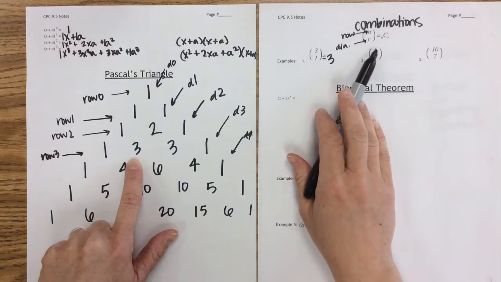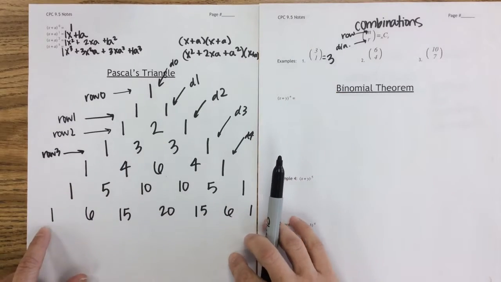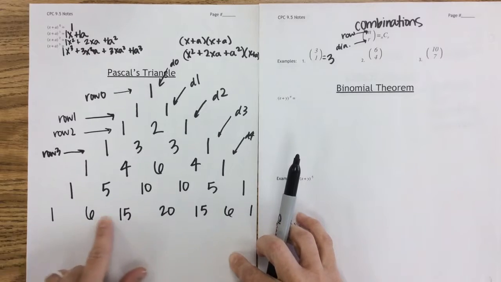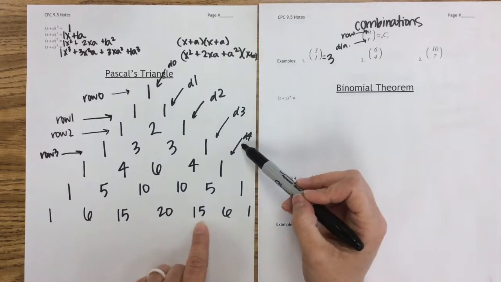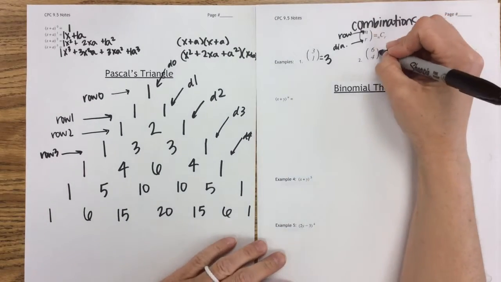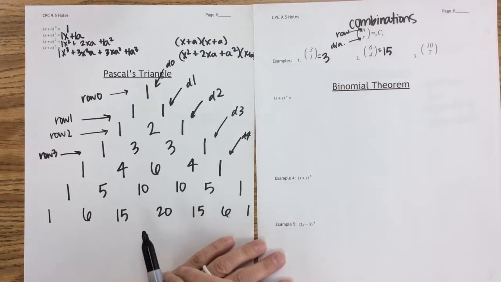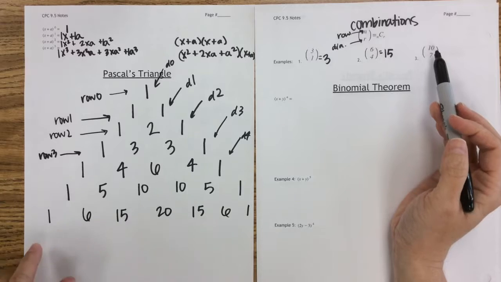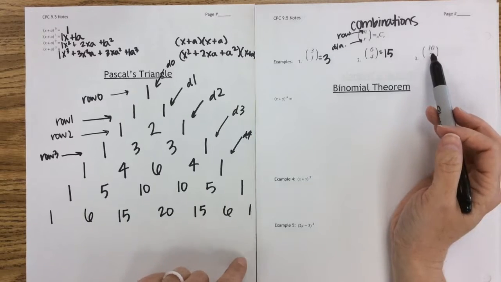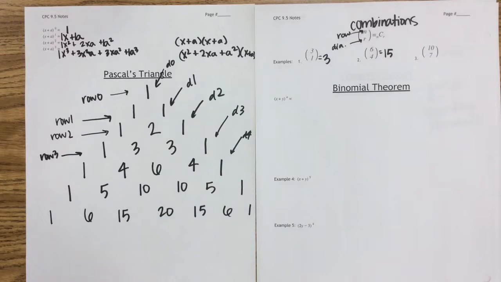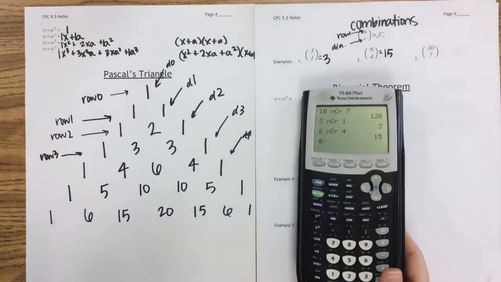Now we'll do the 6th row, the 4th diagonal. So 6th row is here, 4th diagonal is here, so it's 15. There are 15 ways to choose 4 items from a group of 6. We don't have the 10th row or the 7th diagonal, so I'm going to show you one last way to answer combination questions. You can use your calculator.